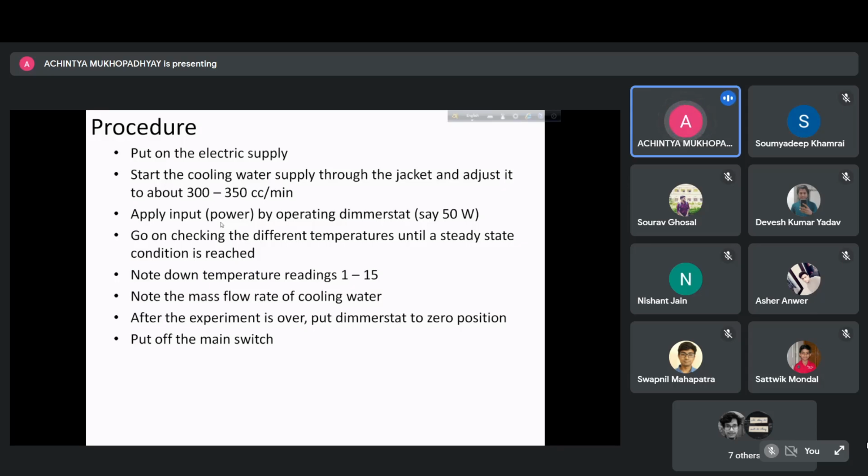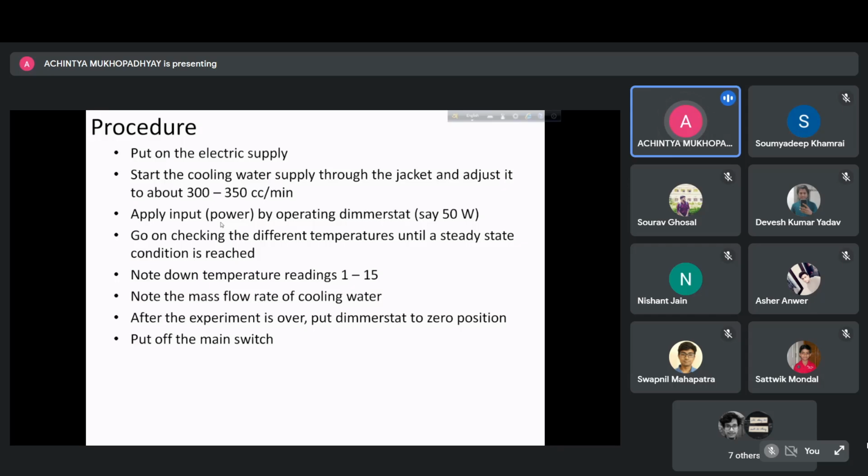Also note the mass flow rate of cooling water. Actually we will not be able to note the mass flow rate directly. You will be able to note the amount of water that has flowed in a given period of time. So you have to note the time elapsed, and the amount of water collected. From that you will get the mass flow rate. So that completes the experiment.